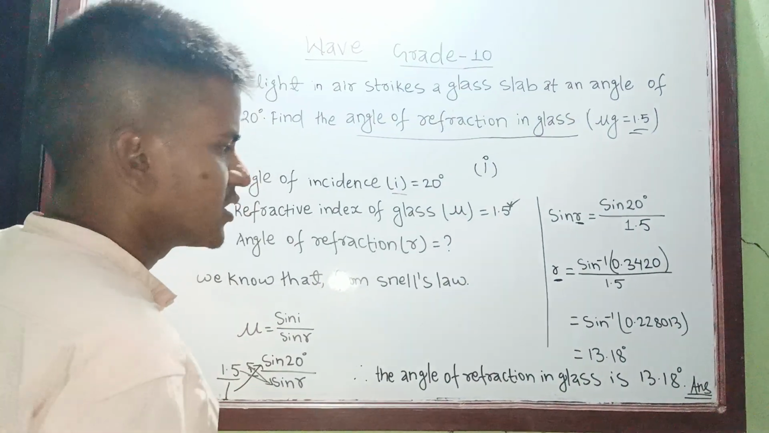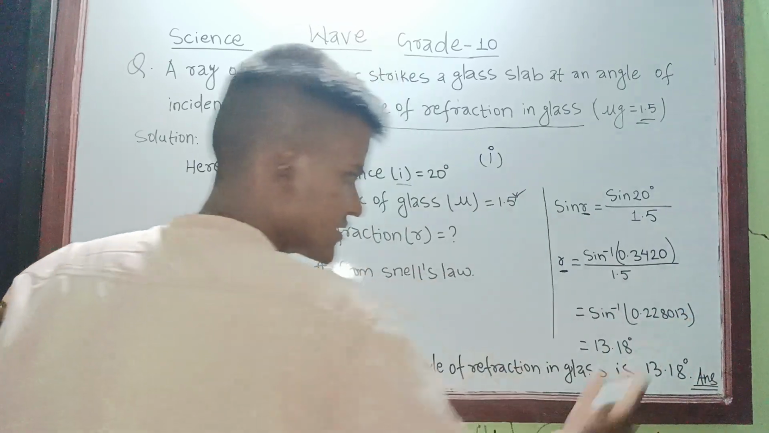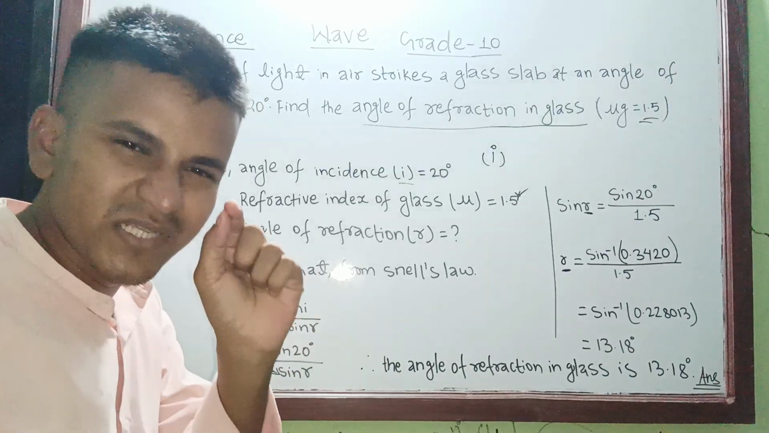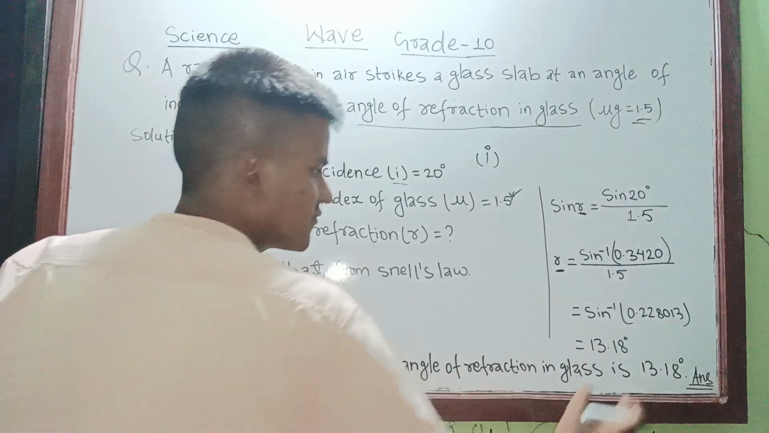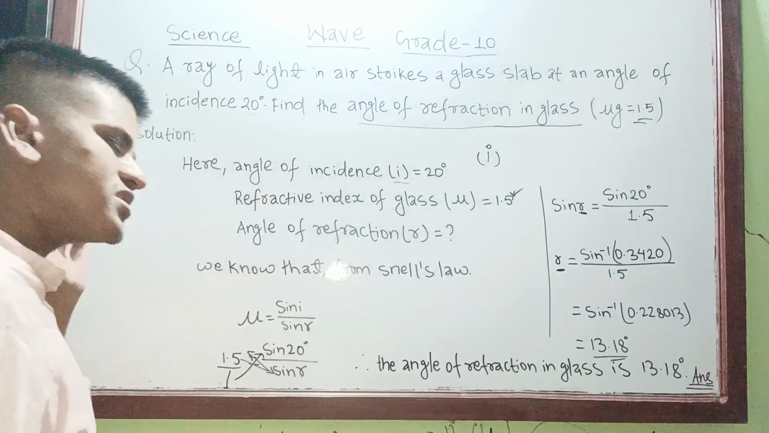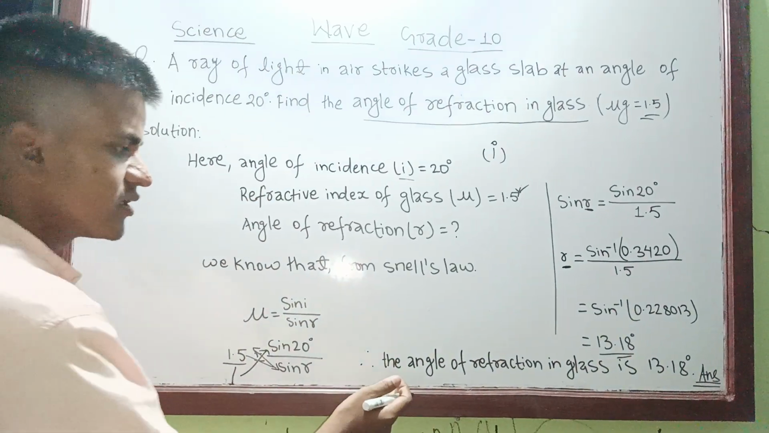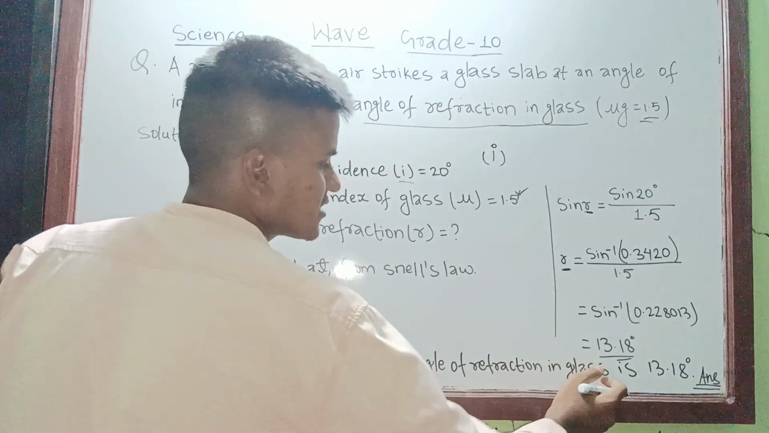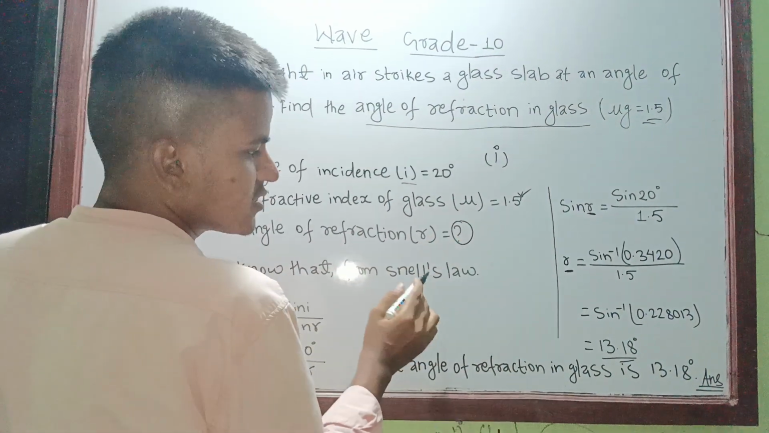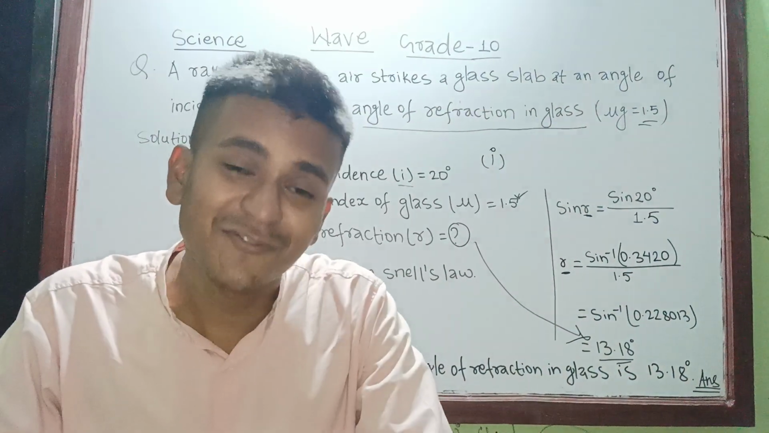Again it is calculator work. After dividing, we take the sine inverse of the value. On the calculator, press shift and then sine inverse, and if you calculate, the value will be 13.18 degrees. This 13.18 degrees is our angle of refraction in glass, right? That is all for today, and see you in the next video.